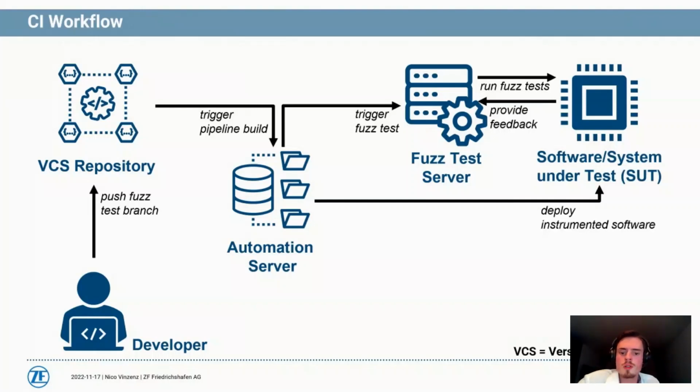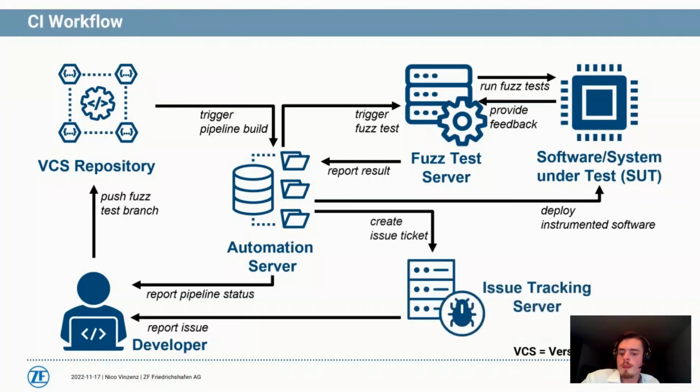A fuzz test server would run those tests, get the feedback, and the result would be reported back to the automation server, finally leading to the pipeline either succeeding or failing. And if there were issues found, those should, of course, automatically be tracked in an issue tracking server, where the developer gets those issues reported so that he can start an investigation into what went wrong.